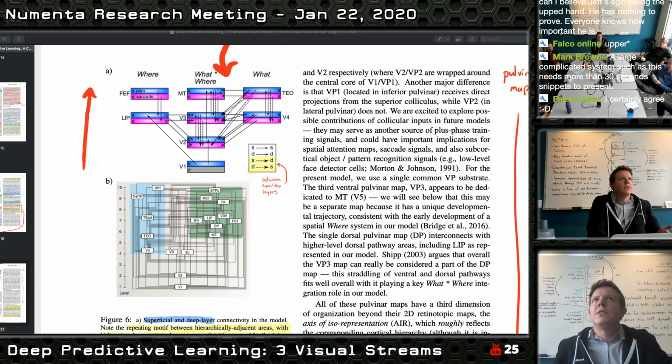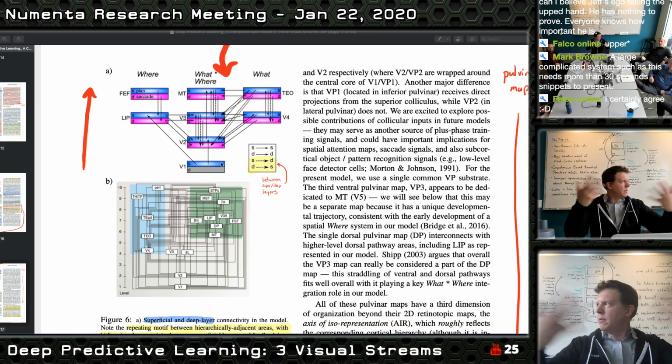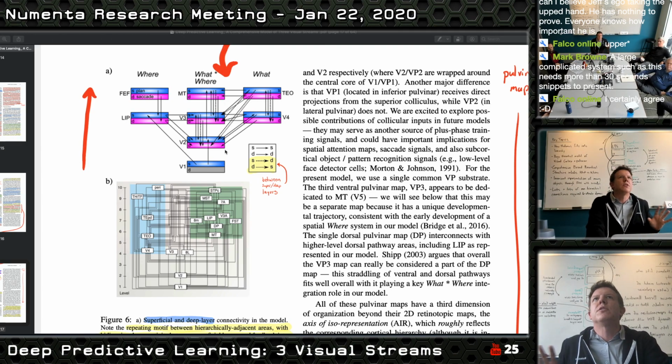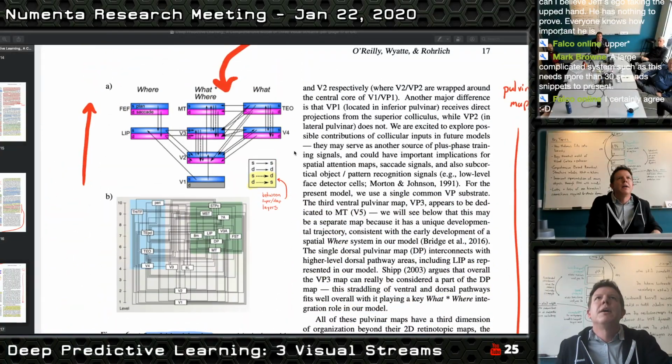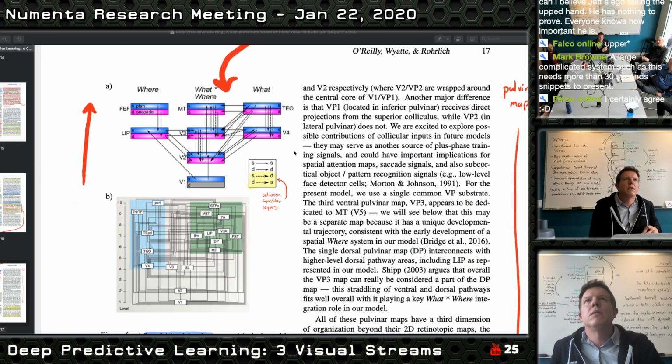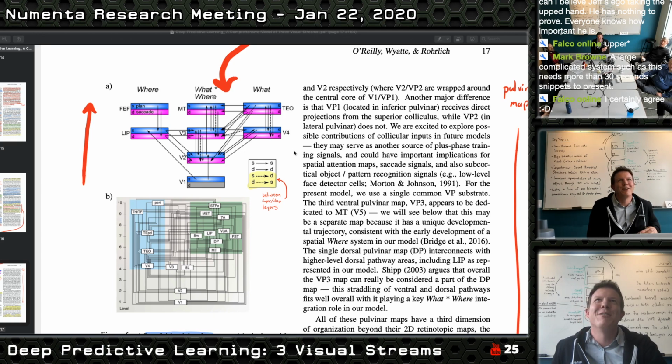So this is just the connectivity that they used to create their hierarchy that created their invariant representations. These are just the cortical connections. Yeah. Now I'm going to go down. Can I pull up there for a second? But there's a new idea I've never seen before here in this diagram, which is we talk about what pathways and where pathways, and they are introducing a third, the what-where.